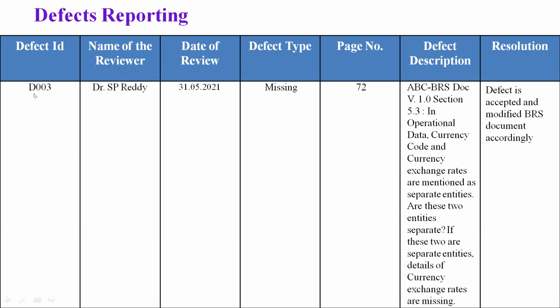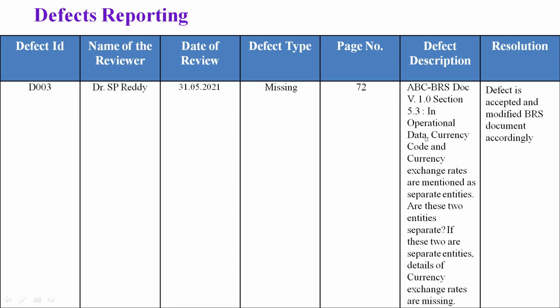Right? And we will take one more example. Here defect ID D003, name of the reviewer, date of the review, defect type missing, because gaps, missings, corrections and clarifications, these are the 4 types of defects. Here the defect type is missing and the page number is 72. ABC is the name of the project, BRS document version 1.0, under the section 5.3, this is the description.